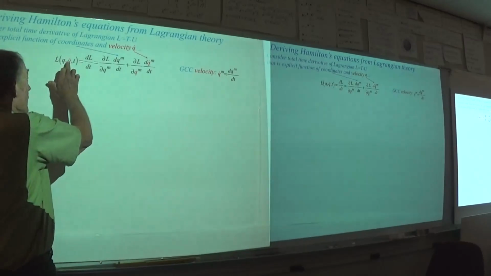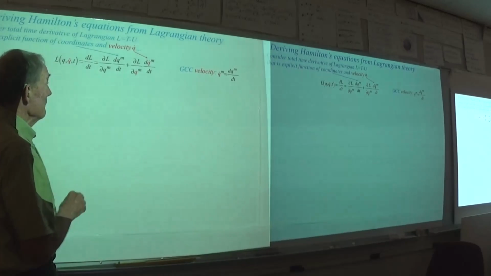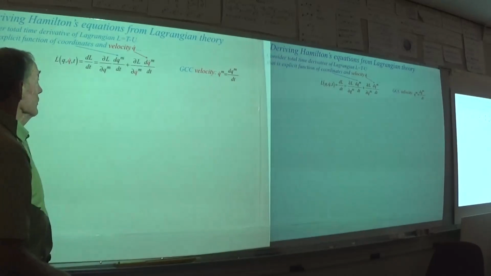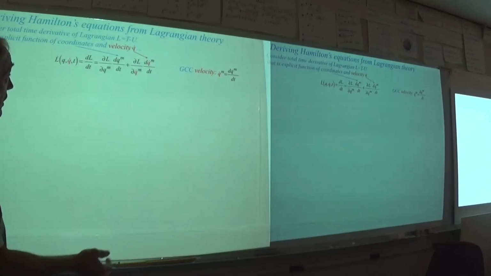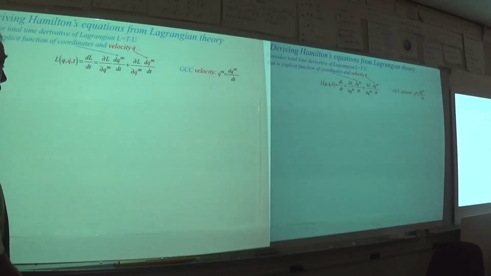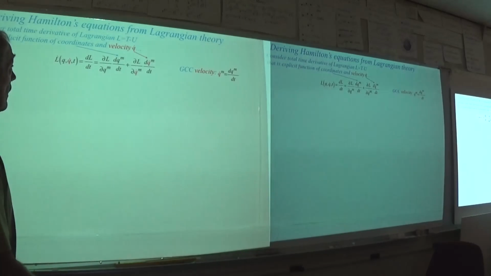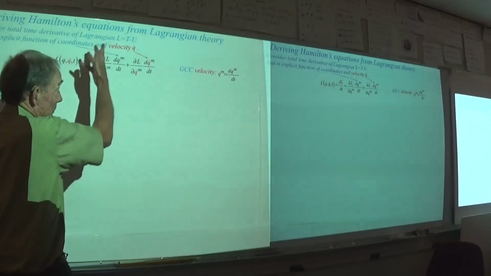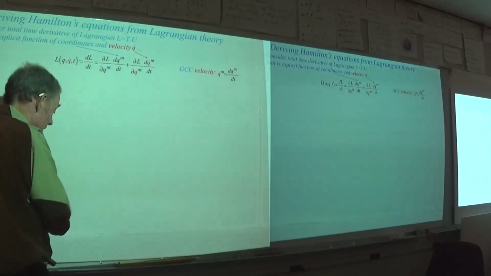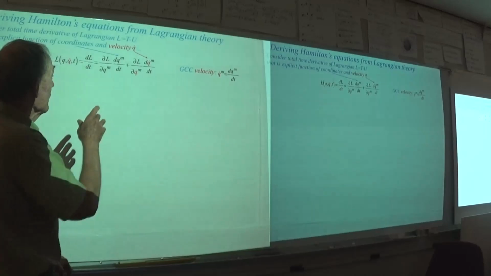Now, here we're talking about the total time derivative of the Lagrangian. Remember, I say that's associated with, in quantum mechanics, the underlying phase of matter, matter waves. But here, these people who developed all this didn't have any idea about that until very late in their careers.